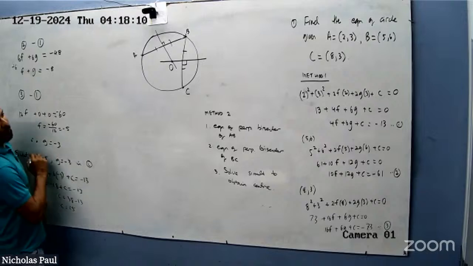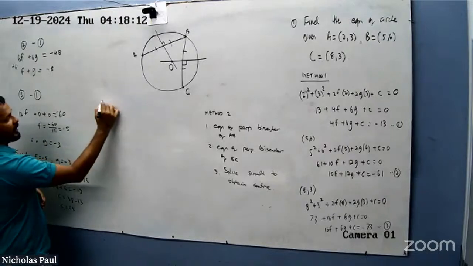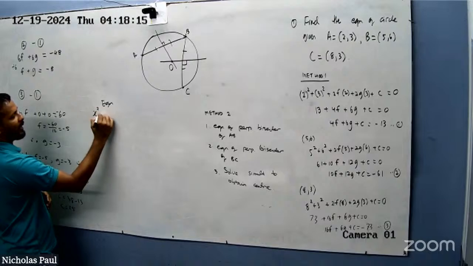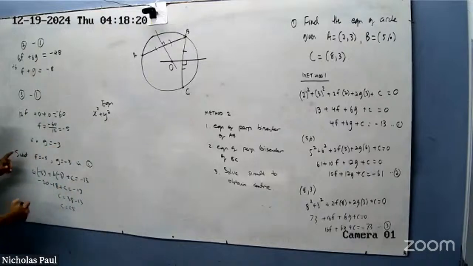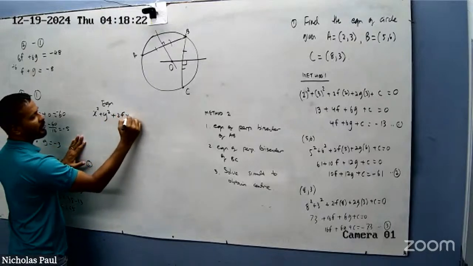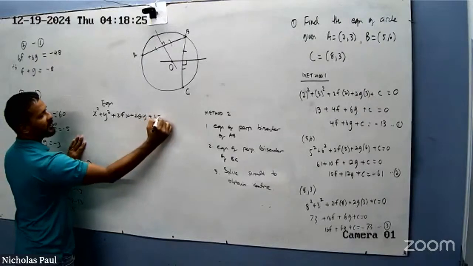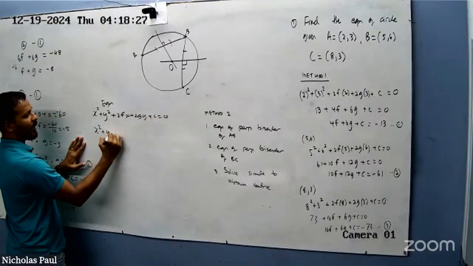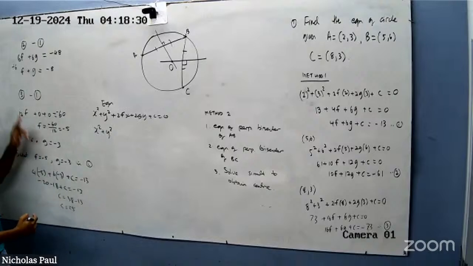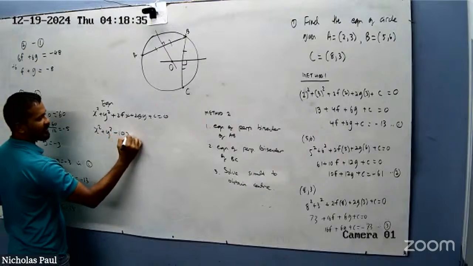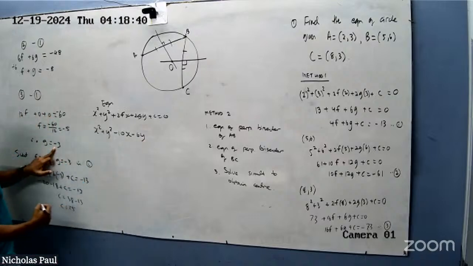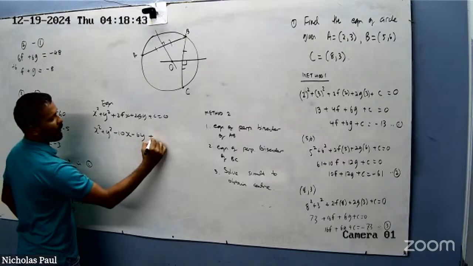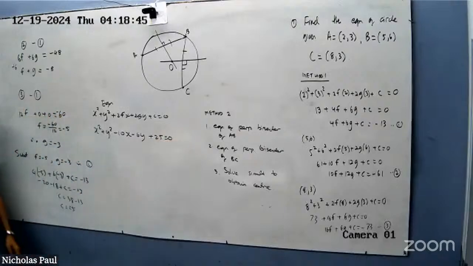So you end up with what? You will end up with the equation in the general form, x squared plus y squared, I'm using this form, plus 2fx plus 2gy plus c is 0. So you're going to get x squared plus y squared, f is minus 5, so that's minus 10x, g is minus 3, minus 6y, plus c, plus 25. That is the equation of the circle.